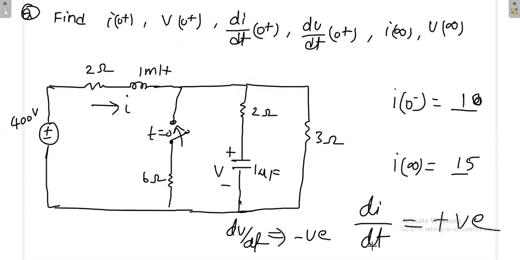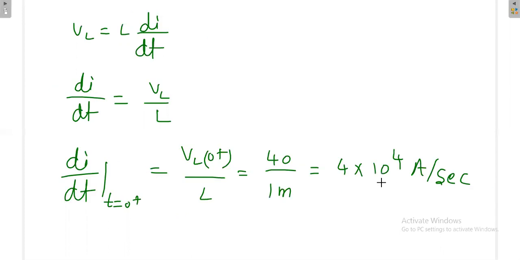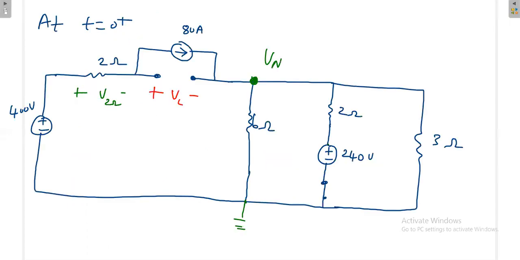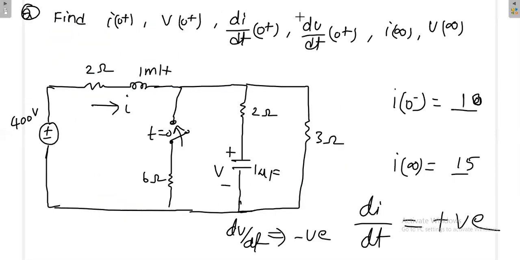What should be the dI by dt? dI by dt has to be positive. So we are getting the same sign, positive only. Somewhat it is correct. It is positive, and the value is 4 into 10 power 4 ampere per second. Next, we need dV by dt.